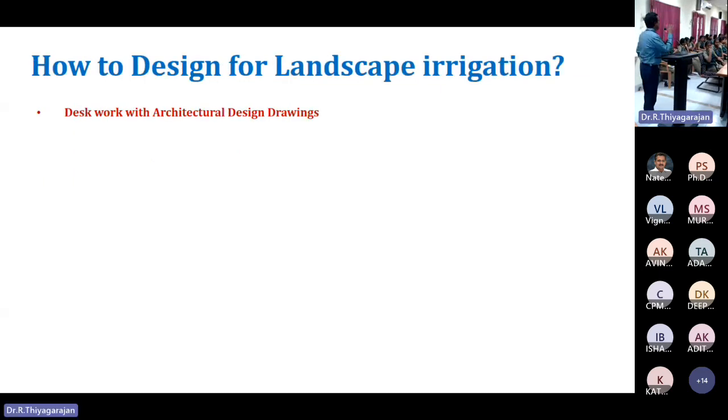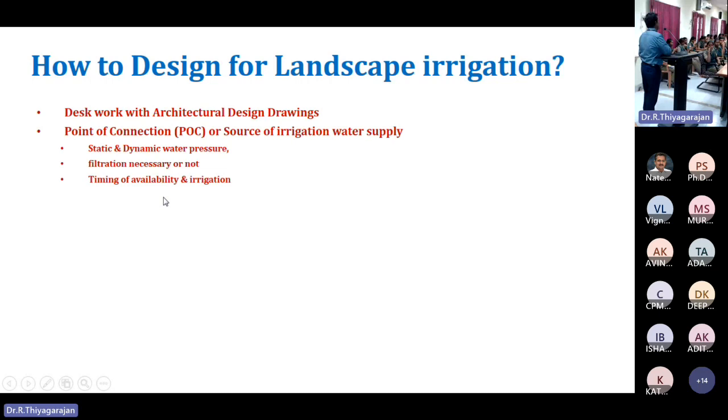So if you complete your course and go to a field and you are given a task to design for an area, design irrigation for a garden. Now how do you start with? You know about the basics.